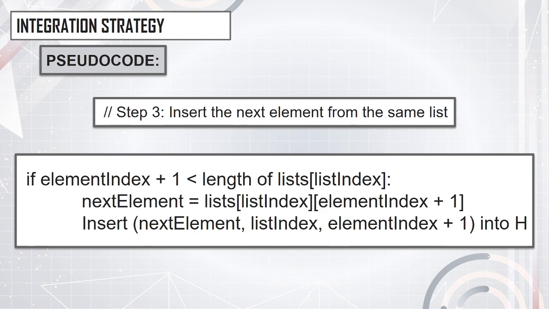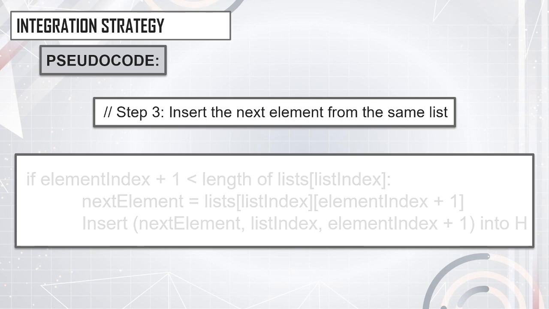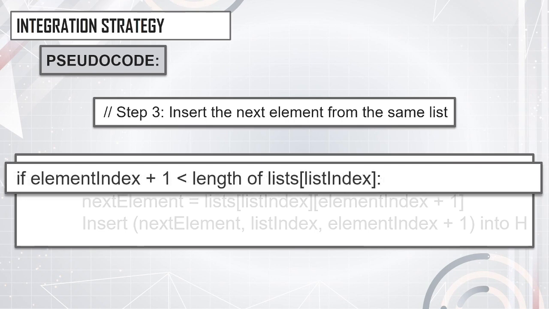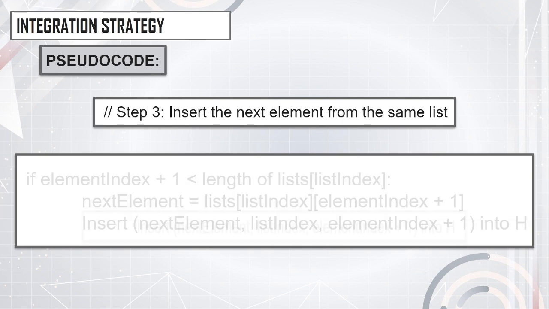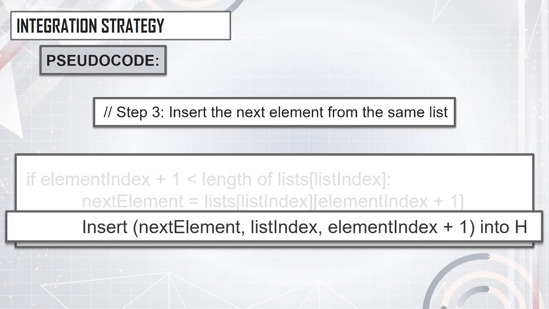Now, in the line-by-line explanation of the pseudocode, in the first line, the condition will check if there are more elements in the list from which the minimum element was just extracted. So in the second line, it will get the next element from that list if there are more elements. And the last line is used to insert the next element into the min heap.